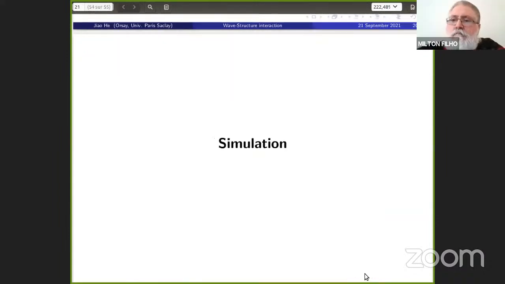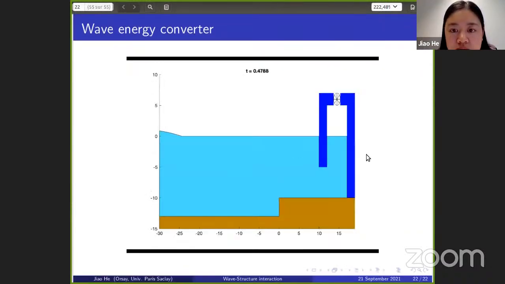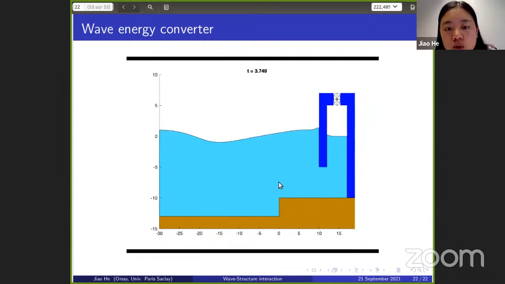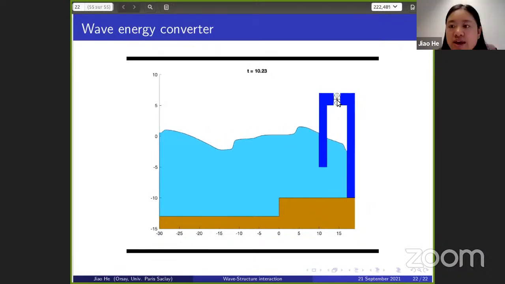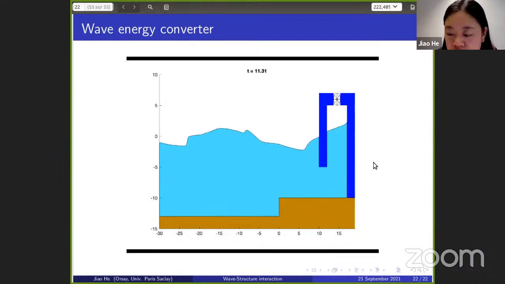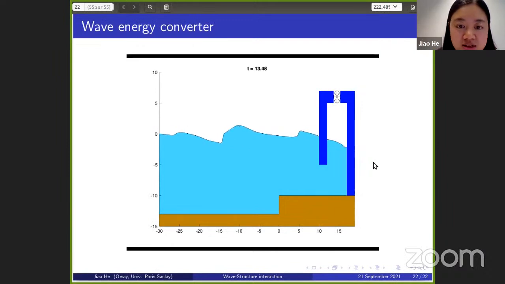And finally, I would like to show you a simulation that we did. As you can see, this is the wave energy converter. The wave from the ocean will pass through the first step and then through the floating structure, and then enter into the chamber, and then it will activate the turbine here and create electric energy. And so I stop here and thanks for your attention.